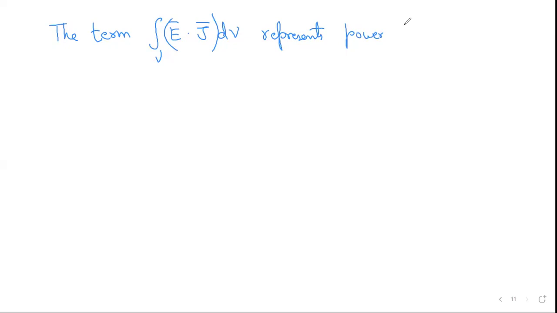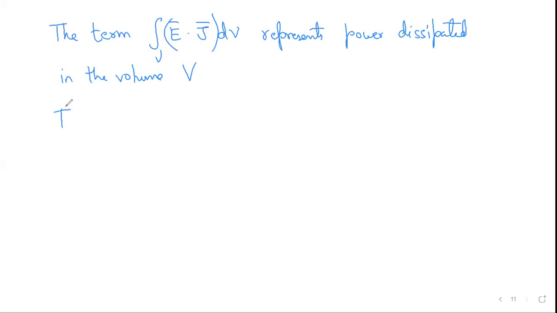So the term, please write down the term, volume integral E dot J dV, represents power dissipated in the volume V. Okay, that's the power dissipated in the volume V.